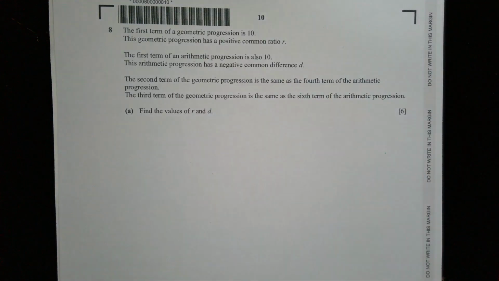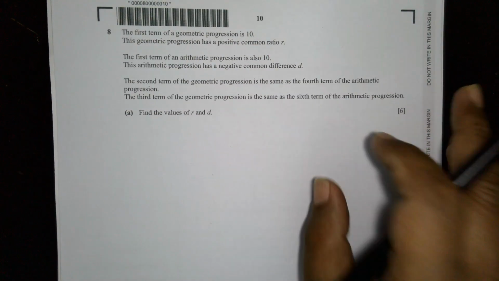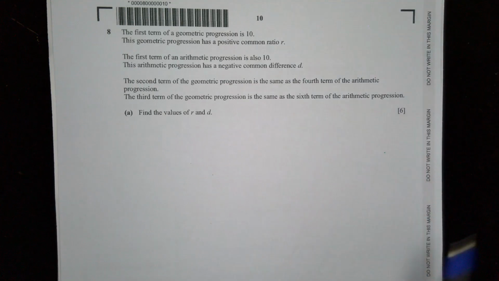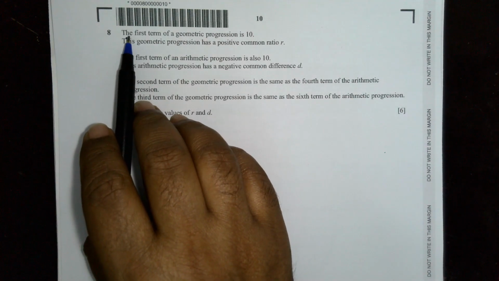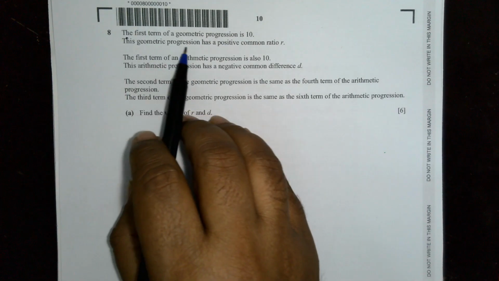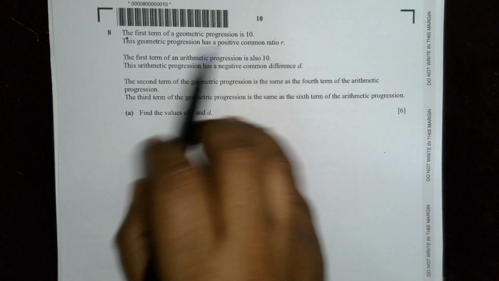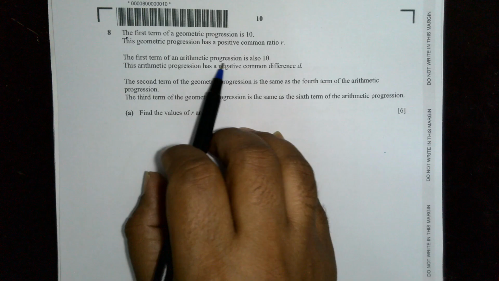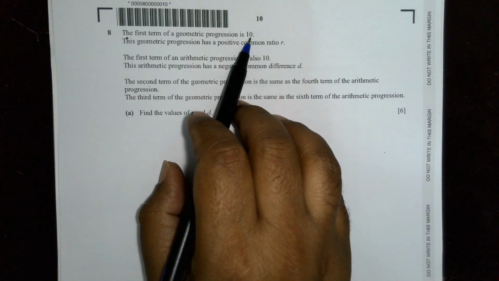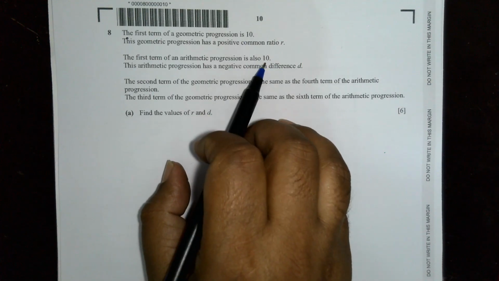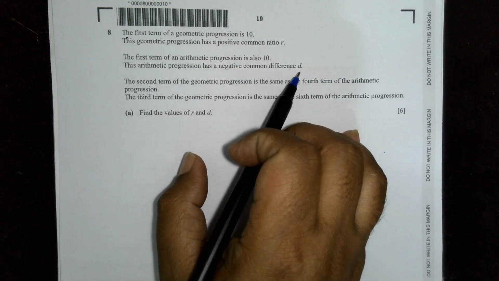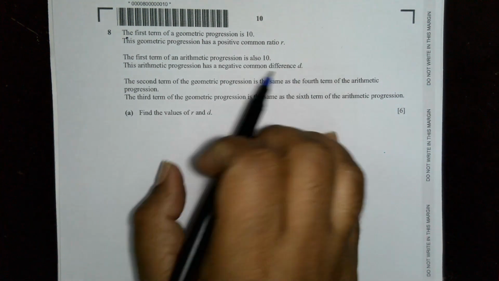Okay, now this is question number 8, and it's definitely from arithmetic progression and geometric progression. So let's read the question first. The first term of a geometric progression is 10. The geometric progression has a positive common ratio r. The first term of an arithmetic progression is also 10. So both progressions have the first term as 10. The arithmetic progression has a negative common difference. Okay, that's a good hint.